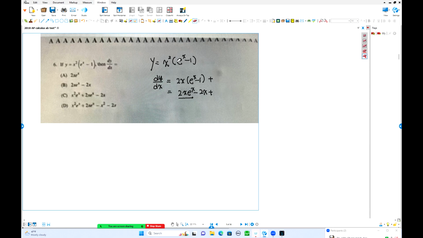The first one doesn't change. This is the first one, x squared. Don't touch it. The second one, take the derivative of e to the x. That is my policy. So this one is x squared e to the x. This is the highest degree, so I'm going to write it first: x squared e to the x. The second one is 2x e to the x, and minus 2x. Looks like choice C is the answer.